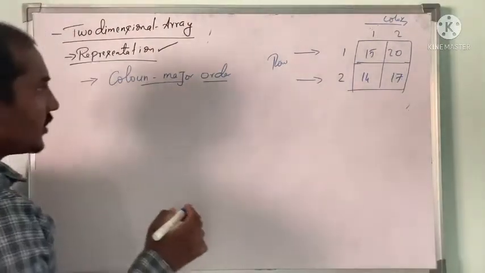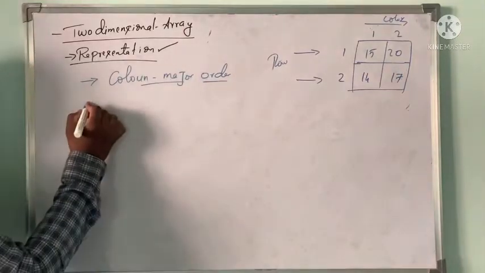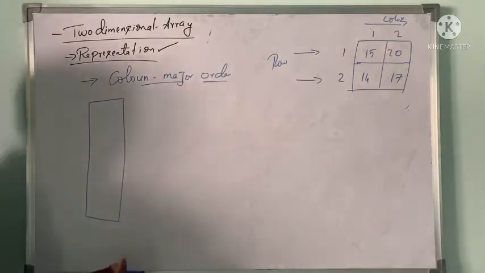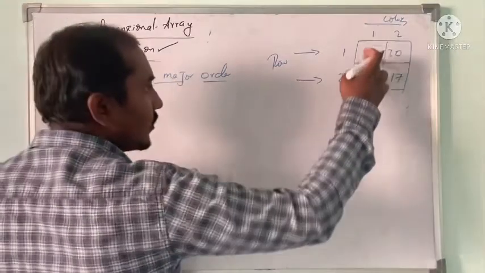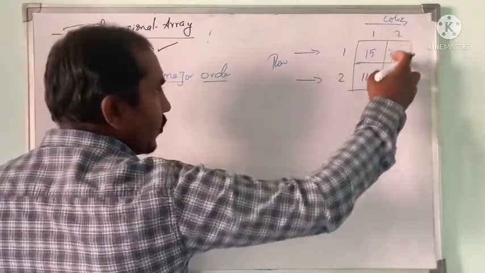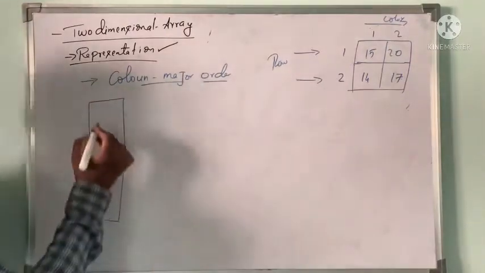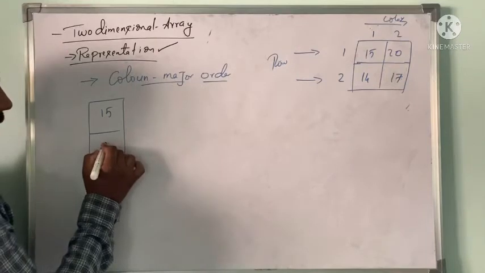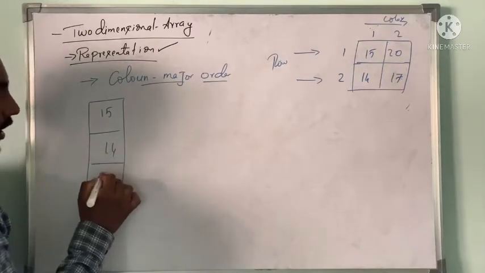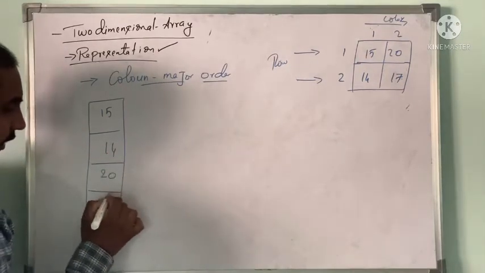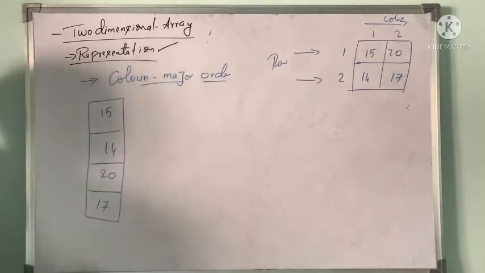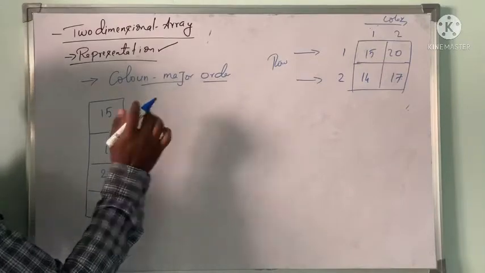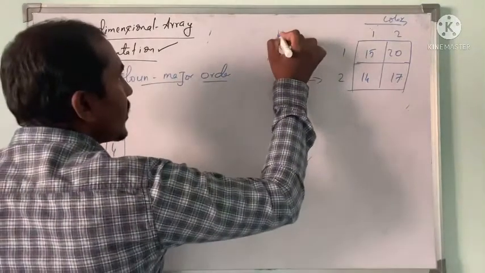So when you represent in column major order, we are going to first represent column wise. That is, first we are going to insert the first column into the memory. Next we will go for the second column. So the first element will be 15, second element will be 14, third element will be 20, and the fourth element will be 17.